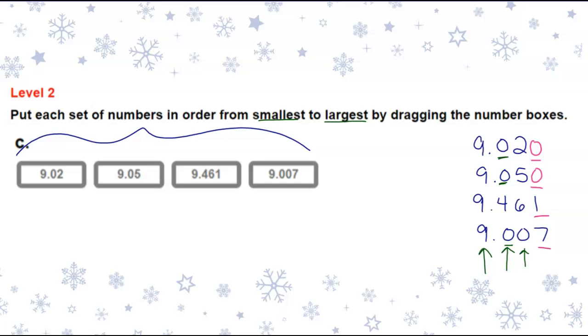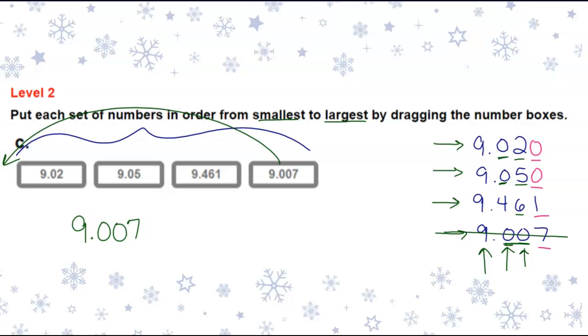If I look at this next digit in the hundredth spot, 0 is definitely the smallest here. This is like saying $9 compared to $9.02, $9.05, $9.46. So lots of different ways to compare. Just make sure you slow down and look. So $9.07 is the smallest. So you can drag this in front onto Mobius. Done with that one, let's cross it off.